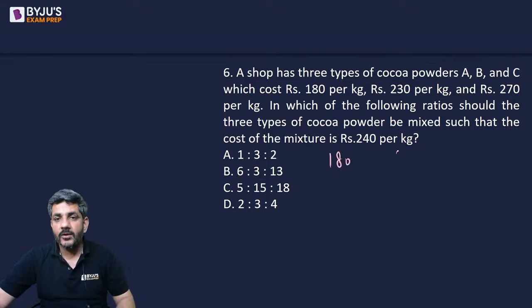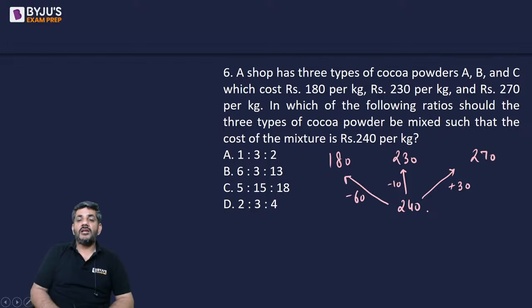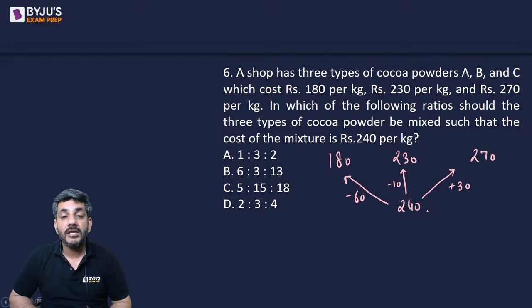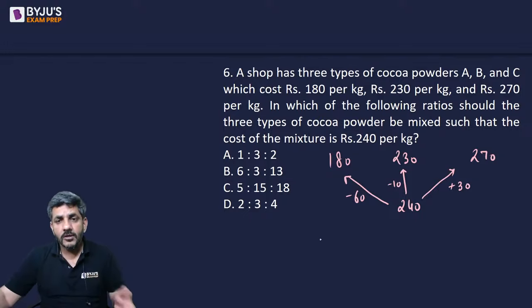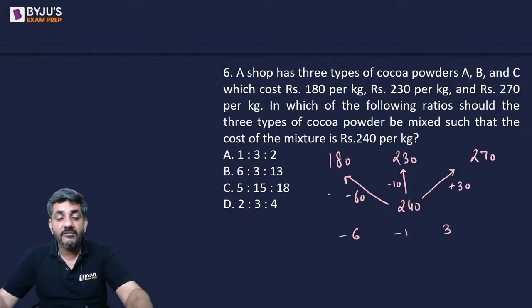One is 180, one is 230, one is 270. We want 240. What are the deviations? The deviation here is minus 60. The deviation here is minus 10. The deviation here is plus 30. And the total deviation must become equal to zero. So I don't even need to take the zeros: -6, -1 and 3, these 3 deviations. What should I multiply them by so that the net deviation becomes 0?